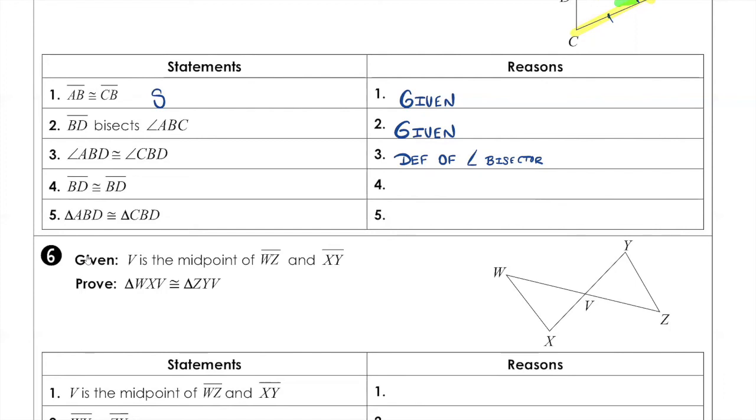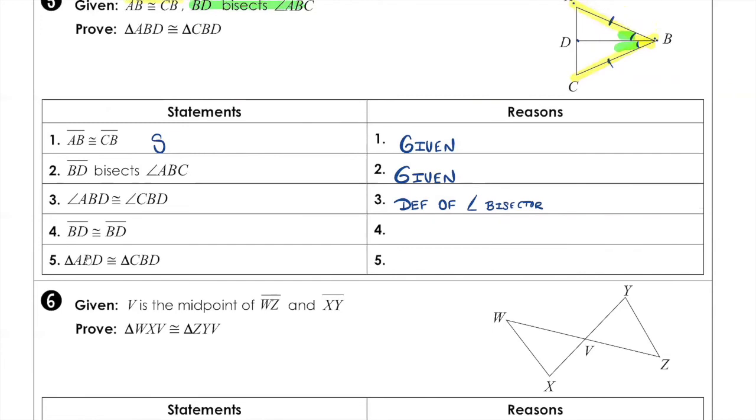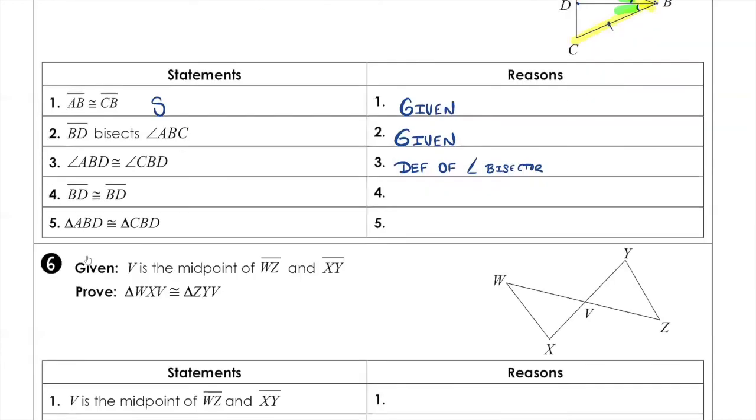BD is congruent to BD? How do we know that? Why is it reflexive? It's a shared side. Good.